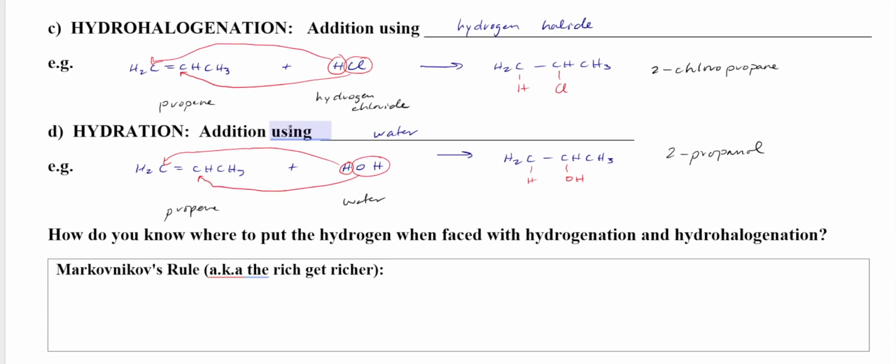Okay, so how do you know where to put the hydrogen when faced with, this is actually hydration, in hydrohalogenation? Well, that's Markovnikov's rule. And Markovnikov's rule is simplified by saying the rich get richer. And what we say there is that hydrogen is added to the carbon with the most hydrogens. Okay, so in an addition reaction, you just basically put the hydrogen where there already is more hydrogen. Okay, and we saw that over here.